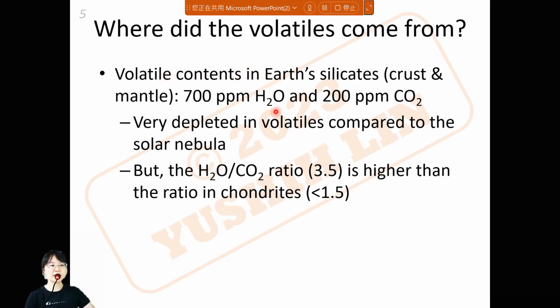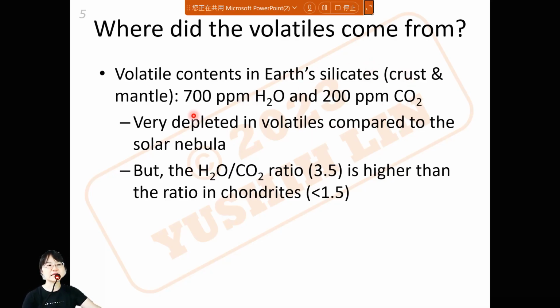The volatile content in Earth's silicate, that means our crust and mantle, is about 700 ppm of water and 200 ppm of CO2. You might ask, do we have water and CO2 in a rock? Here you need to be aware that we are actually talking about crystal water. For some minerals, you will see crystal water in the formula, and sometimes you also see OH in the chemical formula. This is how water exists in rock. And for CO2, we are talking about, for example, carbonate. They are petrified CO2 in rock.